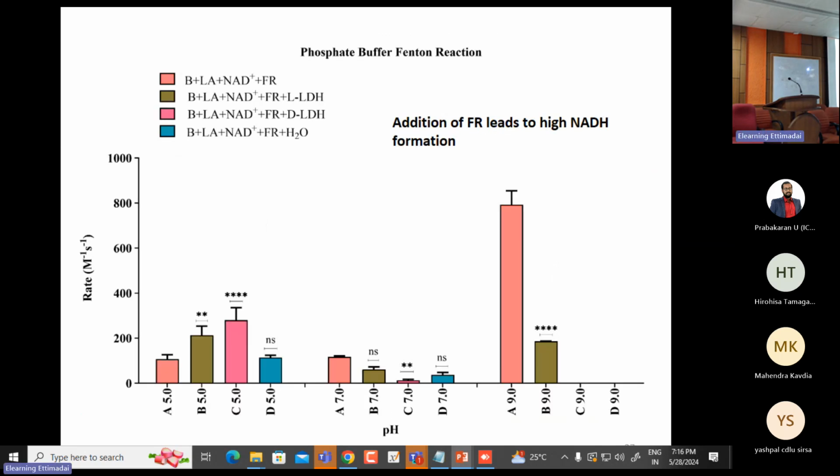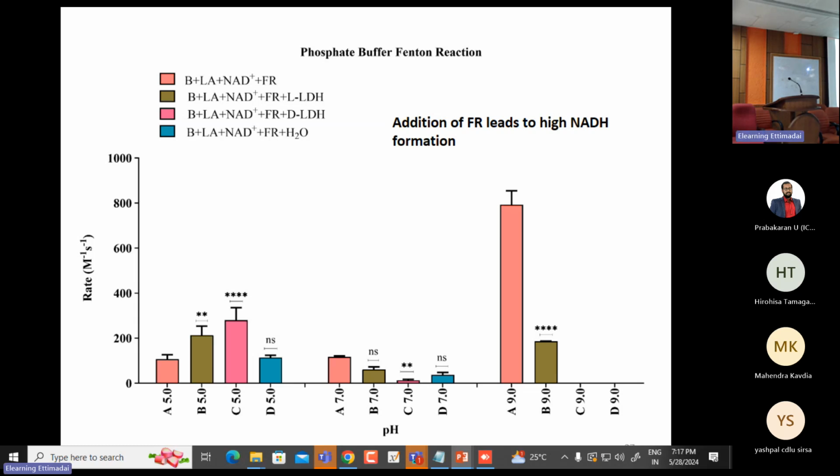There is something called a Fenton reaction. If you take hydrogen peroxide and you put iron 2 plus, you will get iron 3 plus and you will get the hydroxyl radical, OH. So he tried to see if the Fenton reaction can give rise to high NADH formation. Right? Here we are looking at NADH formation. So the Fenton reaction, you can see at pH 9.